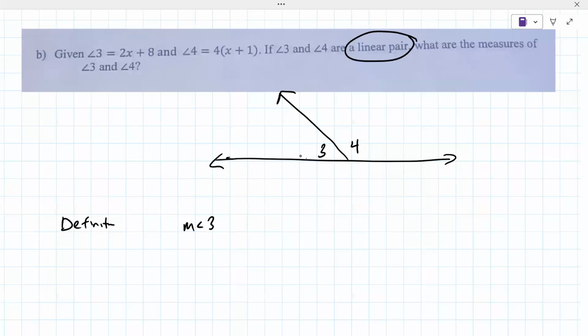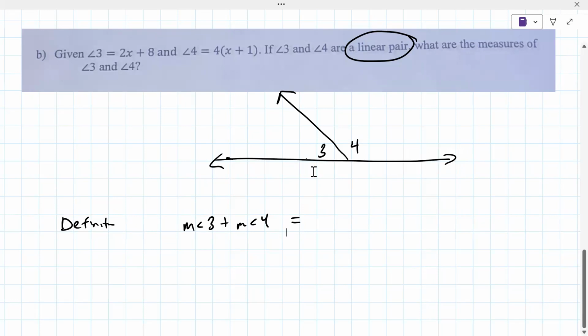Okay, so what is the measure of angle 3 plus the measure of angle 4 in this case? 7. Well, you're right, 3 plus 4 is 7, but we're talking about degree measures. What's the degree measure of a straight line? What's a square? How many angles are there? It's 4. There are 4 angles.